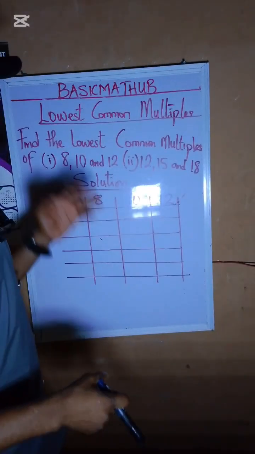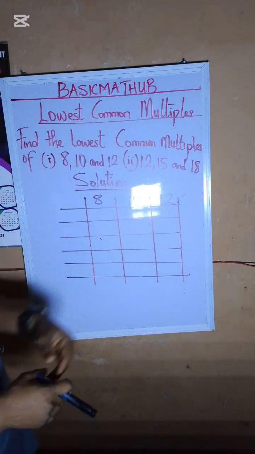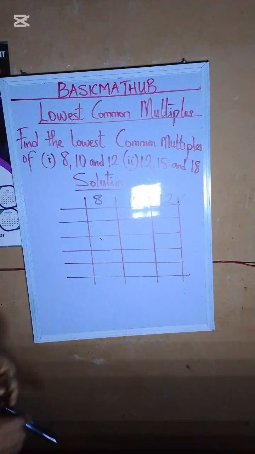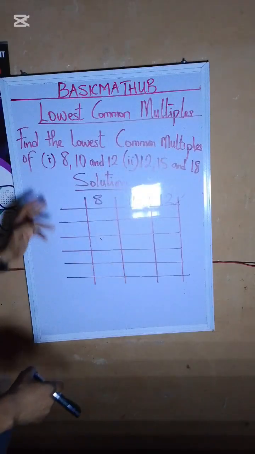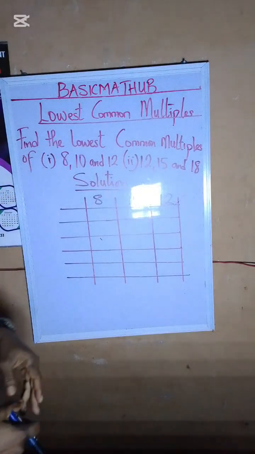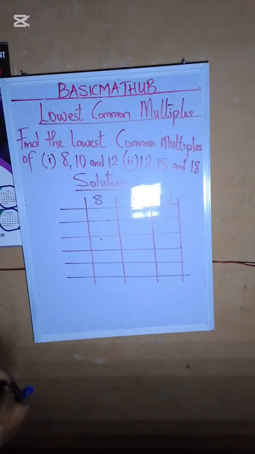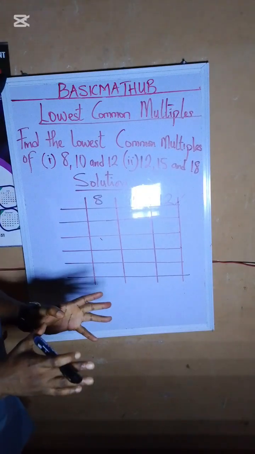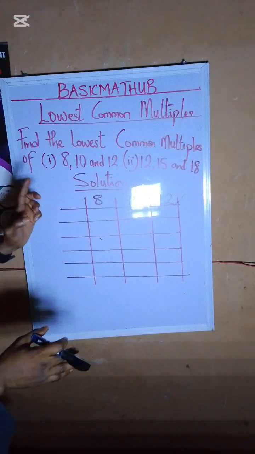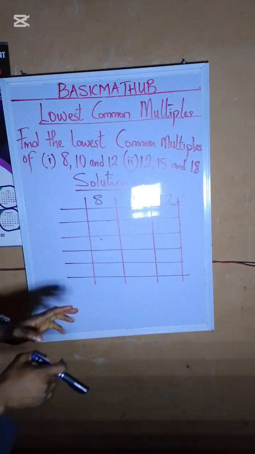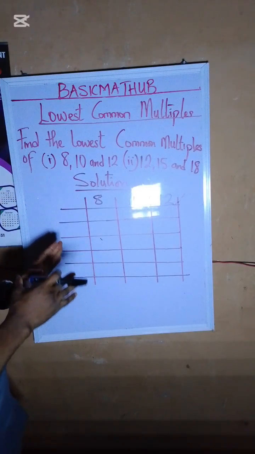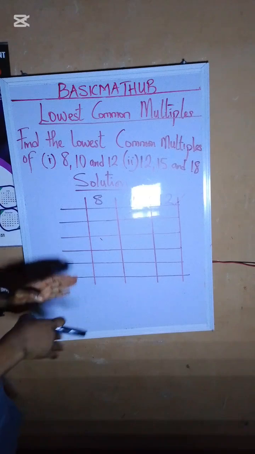Now we look at LCM. LCM simply means the lowest common multiple. So let's consider this question: find the lowest common multiple of 8, 10, and 12. Then 12, 15, and 18. So let's look at 8, 10, and 12. From the knowledge of prime numbers, we are going to use prime numbers to divide all through. And anywhere you cannot divide a number directly, we'll repeat the number.